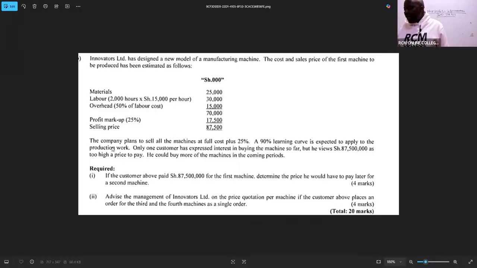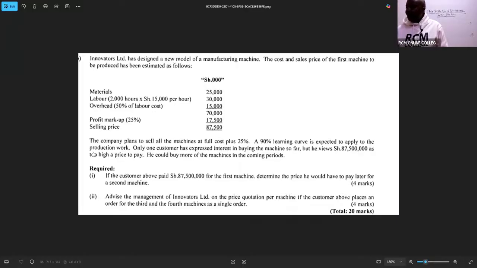A 90% learning curve is expected to apply to the production work. Only one customer has expressed interest in buying the machine so far, but is viewing 87,500,000 as too high a price to pay. He could buy more of the items in the coming periods. If the customer above paid 87,500,000 for the first machine, determine the price he would have to pay later for a second machine.